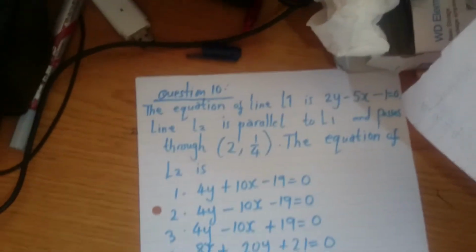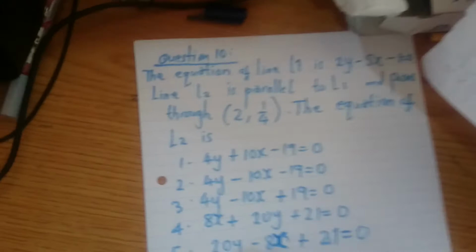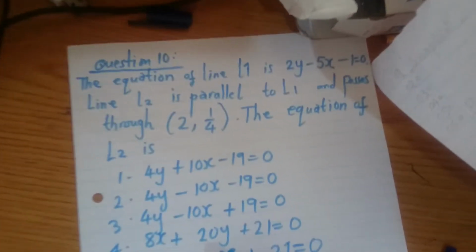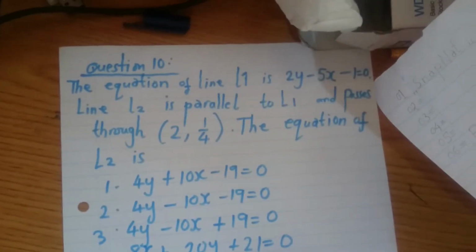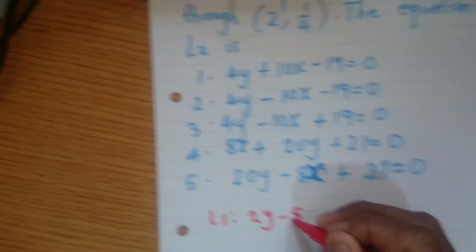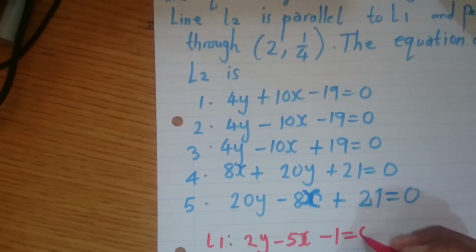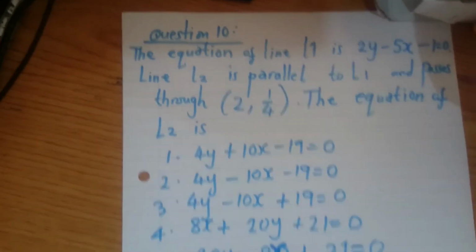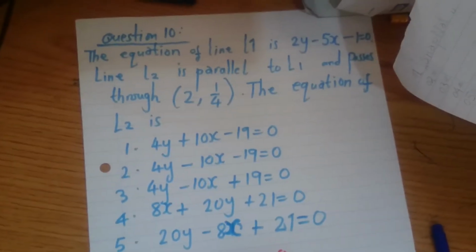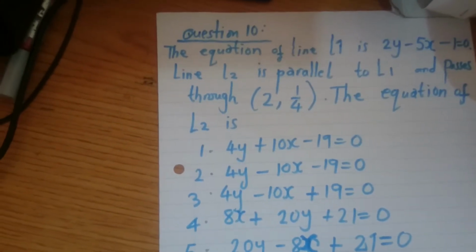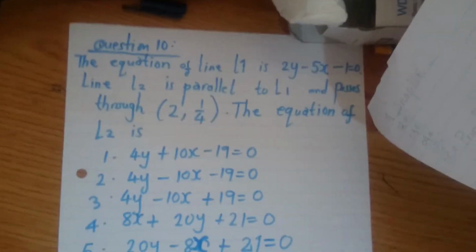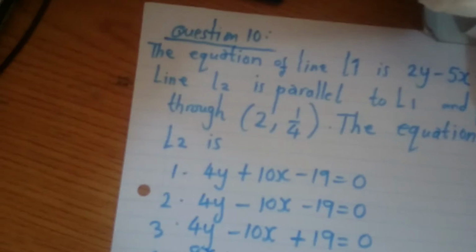I'll go to solution. We have two lines, so I'm going to say line 1. What is line 1 given there? Line 1: 2y minus 5x minus 1 equals 0. Line 2, we don't have any data for line 2, so we're going to say line 2 equals mx plus c.